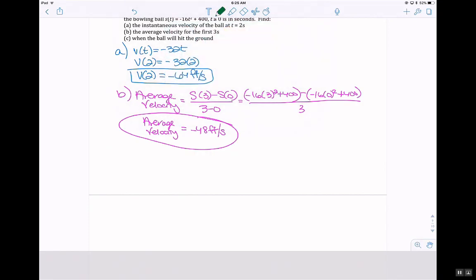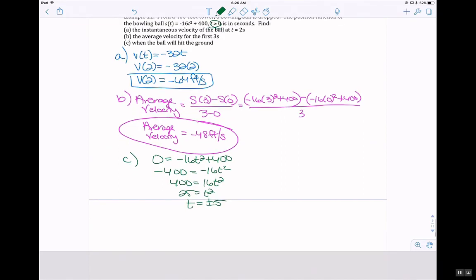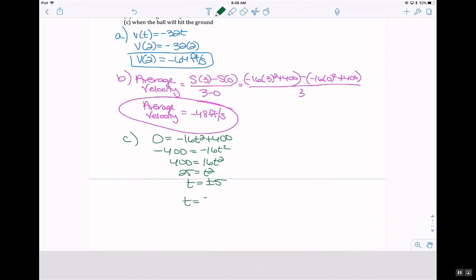When will the ball hit the ground? Ball will hit the ground when the position is equal to 0. So 0 is equal to negative 16t squared plus 400, so negative 400 is equal to negative 16t squared, so 400 is equal to 16t squared, divide both sides by 16, so 25 is equal to t squared, so t is equal to plus or minus 5, but t has to be bigger than 0, no negative time, so t is equal to 5 seconds. Okay? And that is it for this lesson.